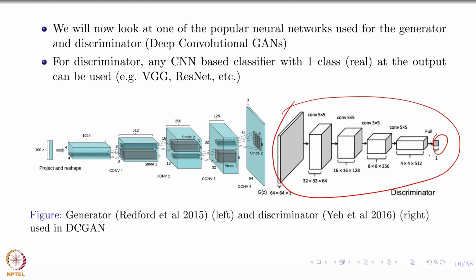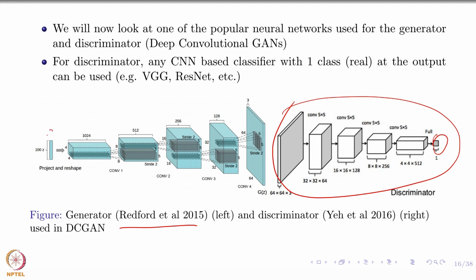Okay. But for the generator, things are not so straightforward. People experimented a lot with various architectures, and this paper, which is cited here, actually came up with a set of heuristics for what works well for the generator. And this is the network which they tried. So let's look at it.